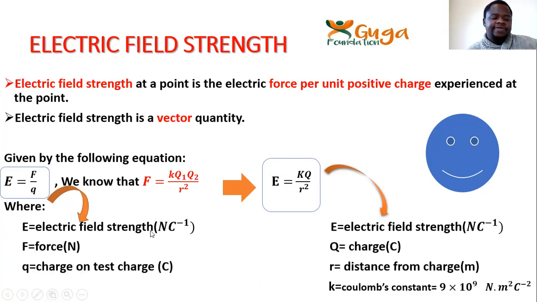Your E is the electric field strength in Newton per Coulomb, and F is the force in Newton, obvious. Q here is the test charge. Charge is in Coulomb, and R is the distance in meter. Make sure it's always in meter. And K is Coulomb's constant, 9 times 10 to the power 9.